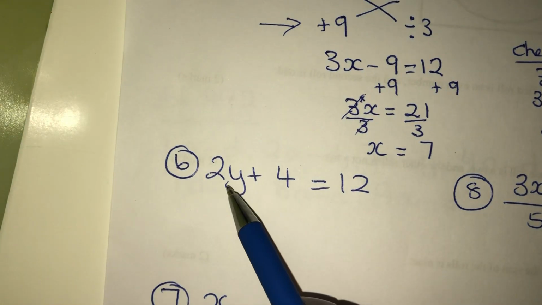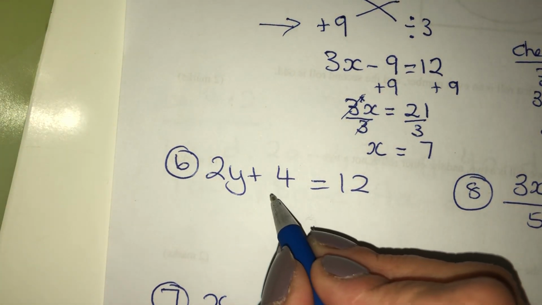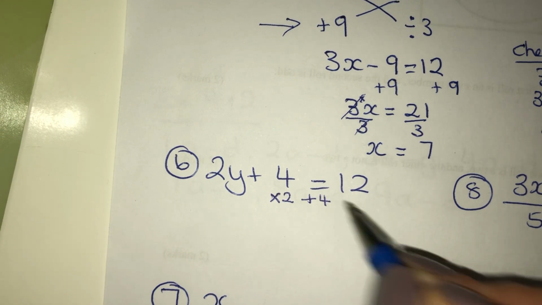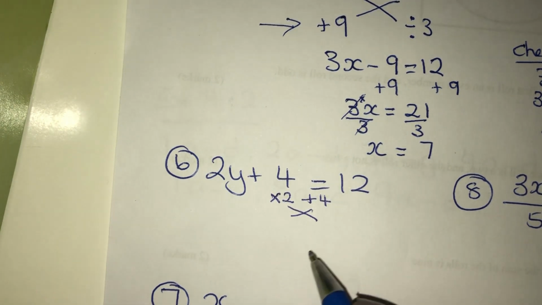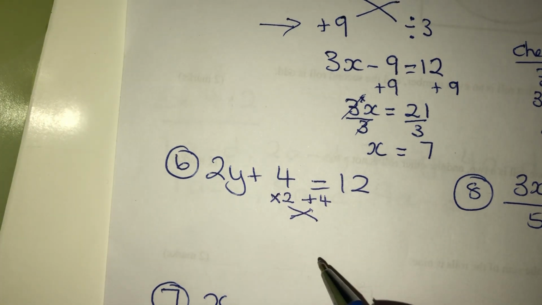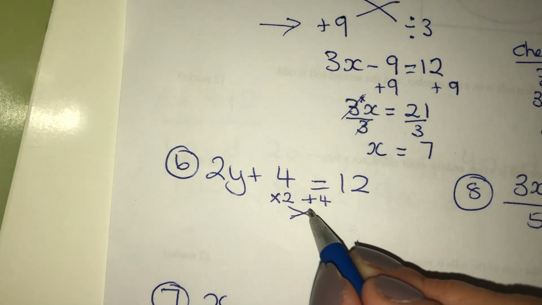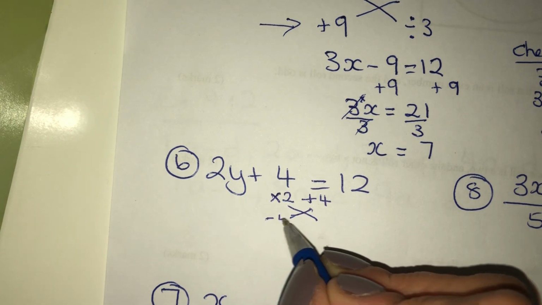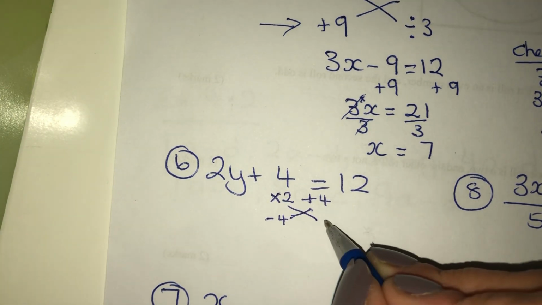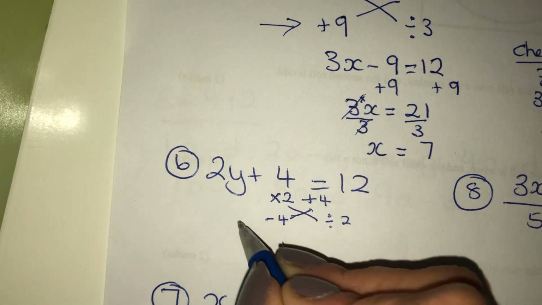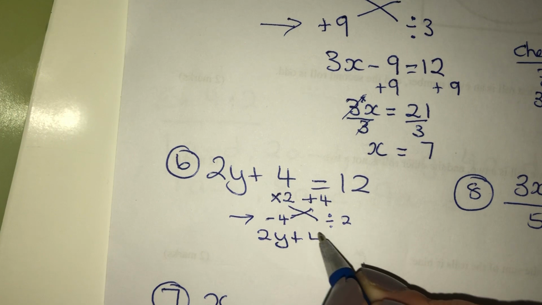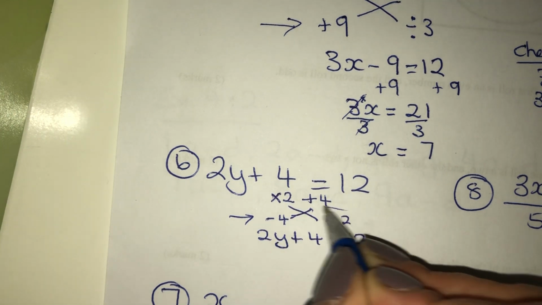All right, so we normally would multiply by 2 first, and then we would add 4. We want to do the inverse, and we want to do the reverse order. So the inverse of plus 4 is minus 4, and we're going to do that first. And the inverse of times 2 is divided by 2, and we will do that second. So we have 2y plus 4 is equal to 12.